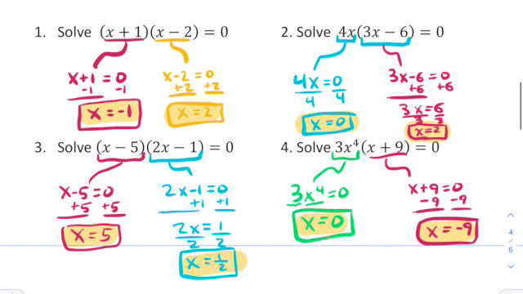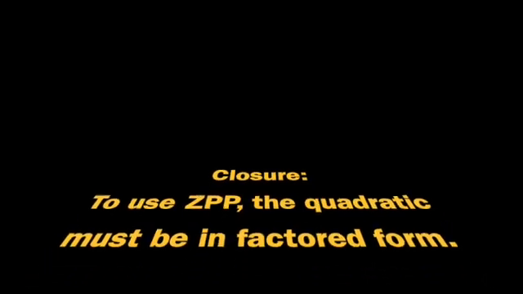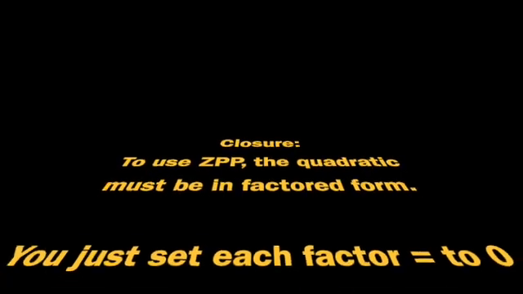So there we have 4 problems that explain to us how the zero product property works. To summarize, in order to use the zero product property, the quadratic must be in factored form. Once it's in factored form, all you need to do is set each factor equal to 0 and solve.